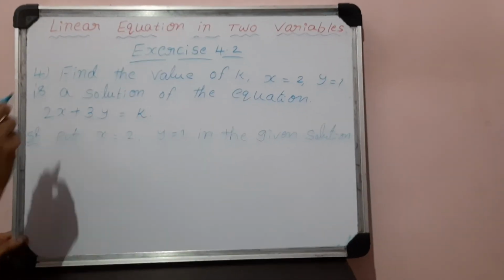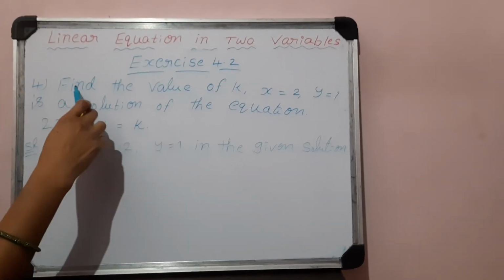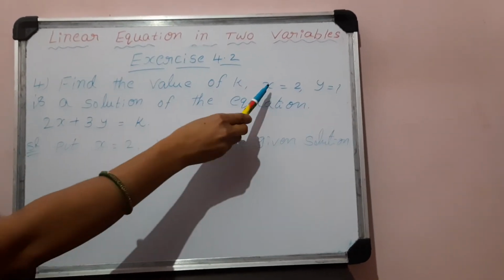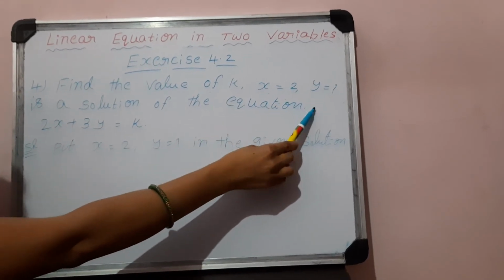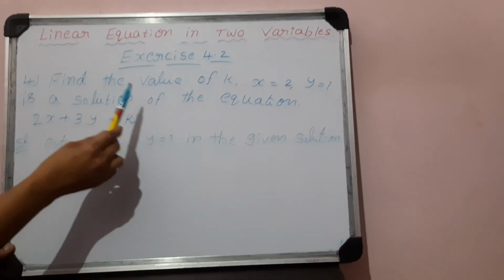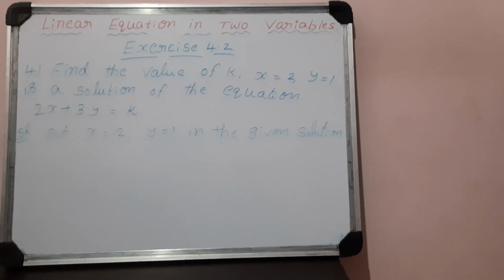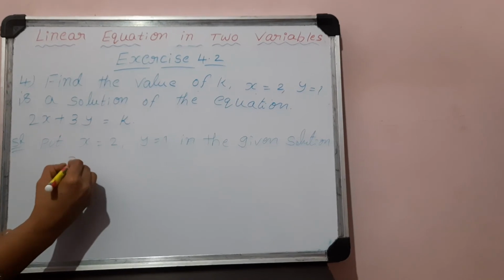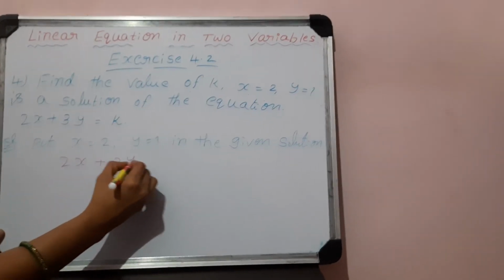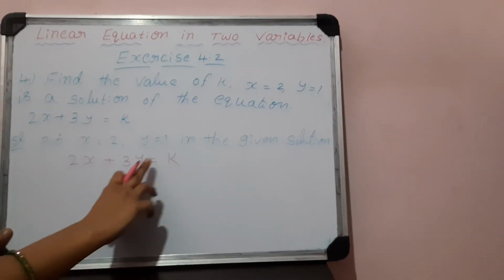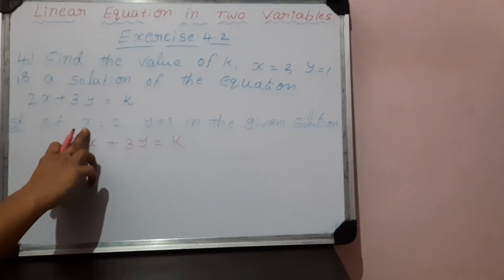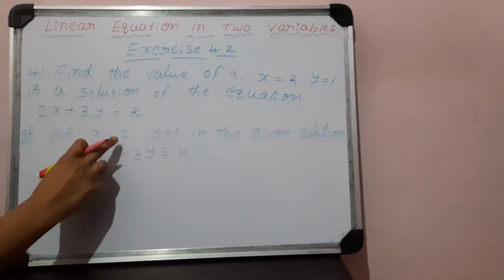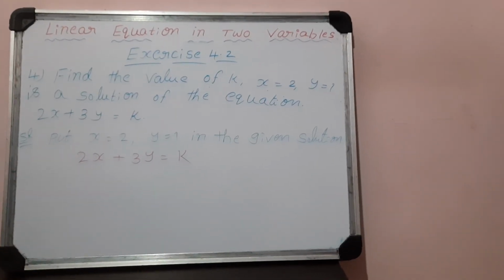Next, fourth question. Find the value of k. x equal to 2, y equal to 1 is a solution of the equation. What is the equation? 2x plus 3y equal to k. This is the equation. So put x equal to 2, y equal to 1 in the given equation. x instead of 2, y instead of 1.